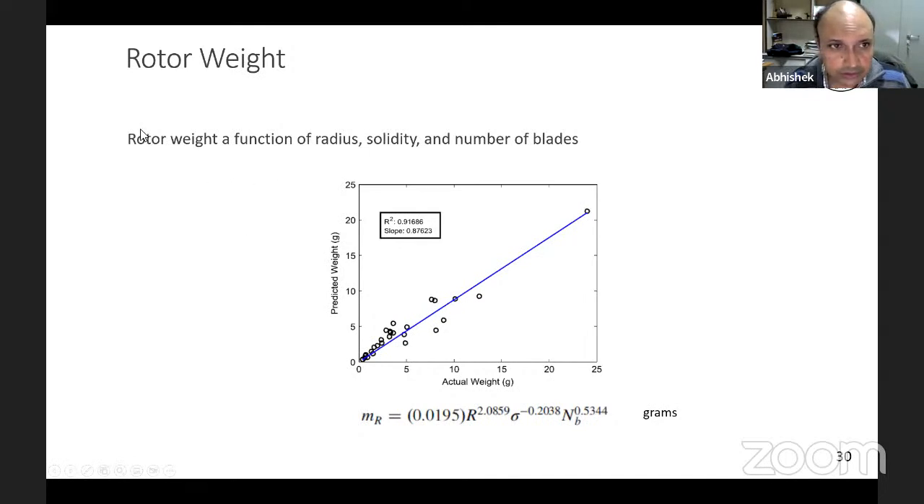So here they put rotor weight as a function of your radius of the rotor, solidity of the rotor, which is the blade area by the disc area, and the number of blades. So these three parameters are there, and as a function of that, they are able to derive the mass of the propeller in grams.